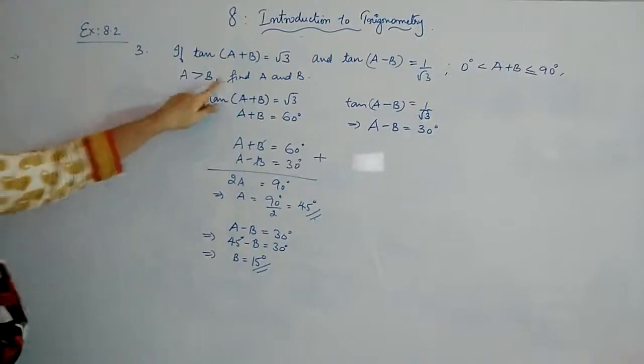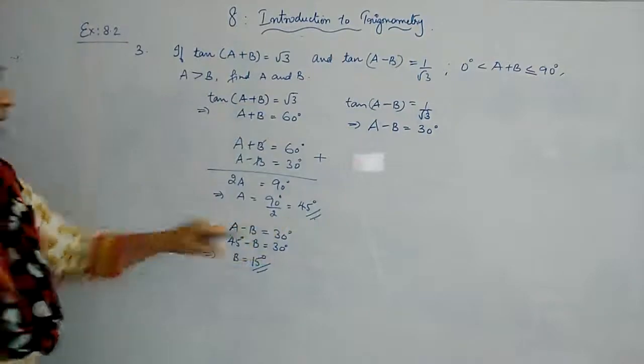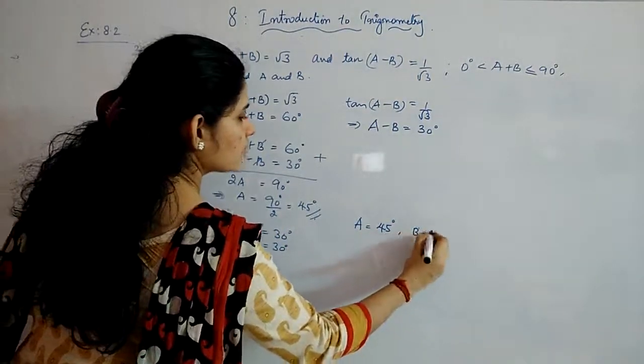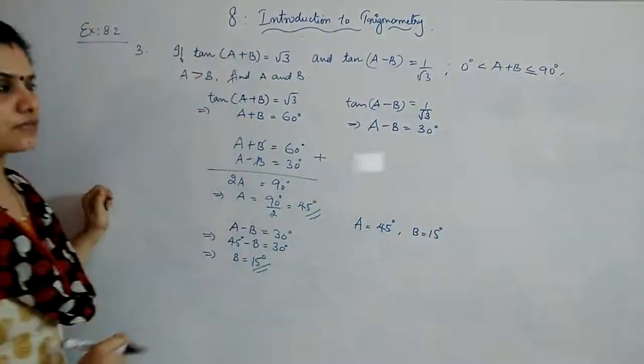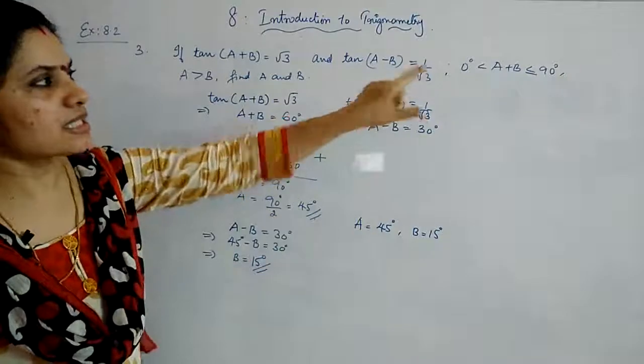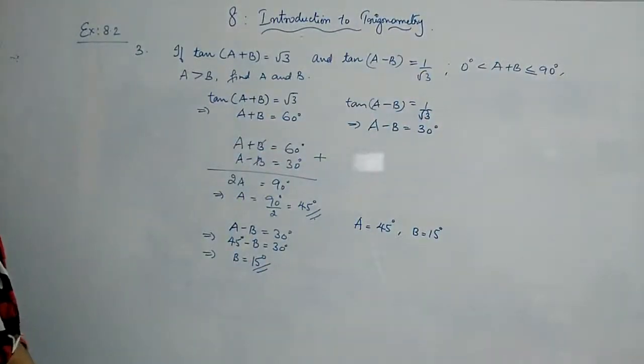Now you just check whether the condition they have asked is correct or not. A is greater than B. Yes, A is 45, which is greater than B, which is 15. So that condition is satisfied. And the sum of these two, which is 60, is in between 0 and 90. So the answers which you got for A and B are correct.